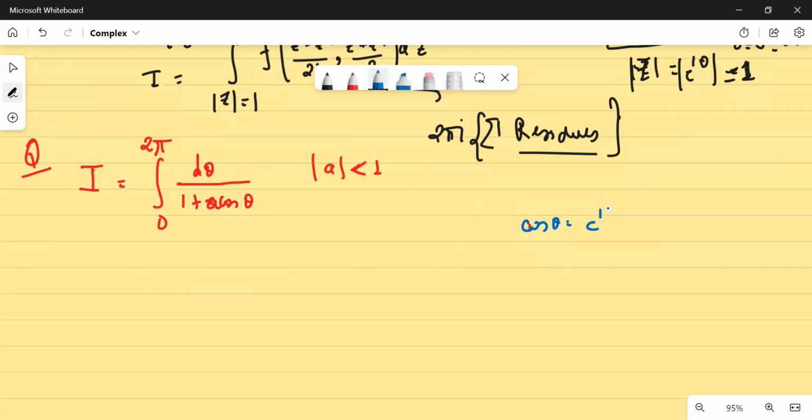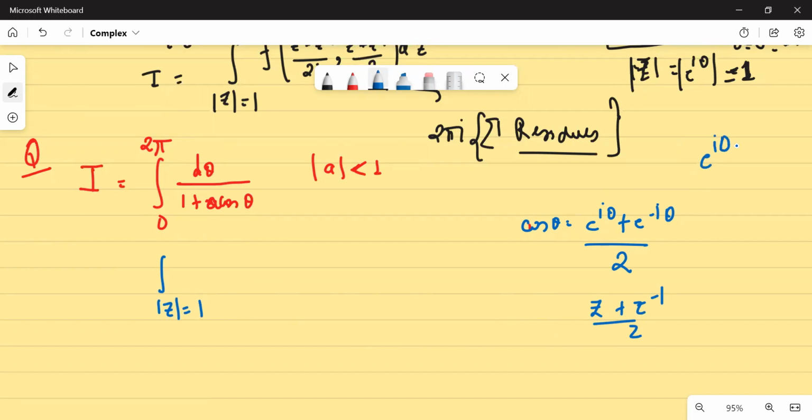So I will write cos theta as e to the power iota theta plus e to the power minus iota theta divided by 2. I will write this as z, so this is z plus z to the power minus 1 divided by 2. And this entire integration from 0 to 2 pi would become mod z equal to 1. Are you getting my point? This thing is understood, right?